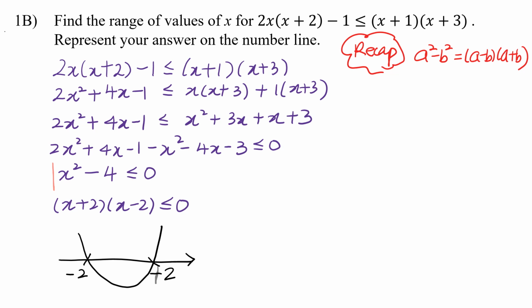Alright, the next thing is to identify the region that you want. Right, so it's y less than or equal to 0. Then the corresponding values of x will come from the x-axis. So it's between negative 2 and 2 inclusive. Okay, with that, we need to draw the number line.